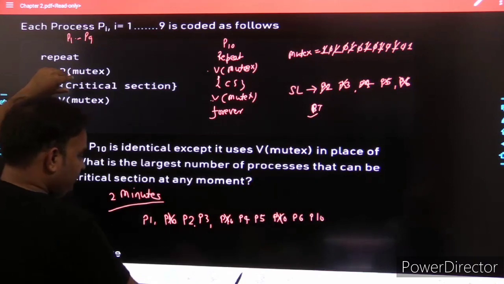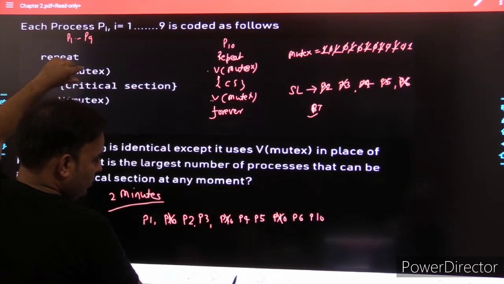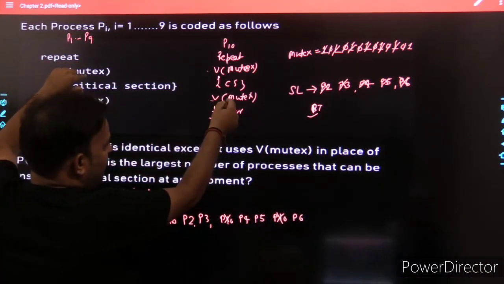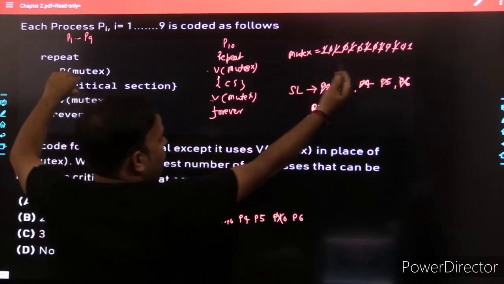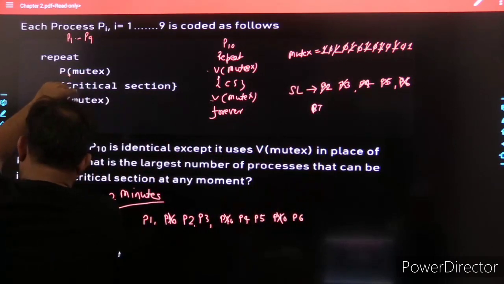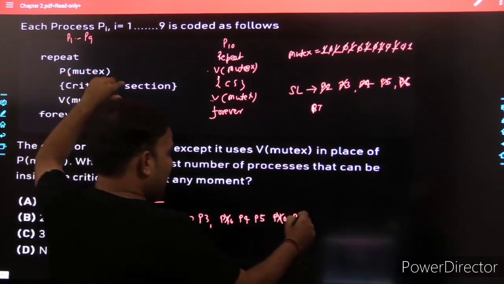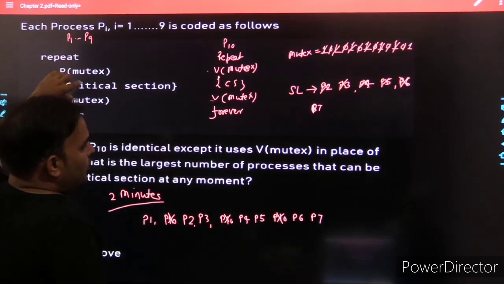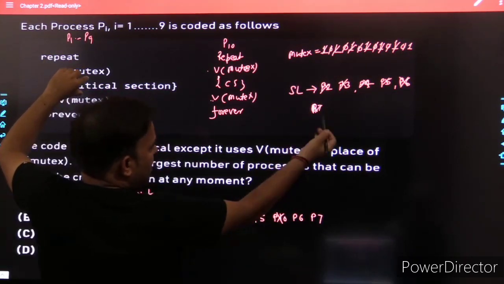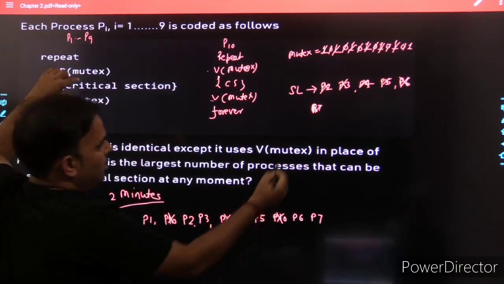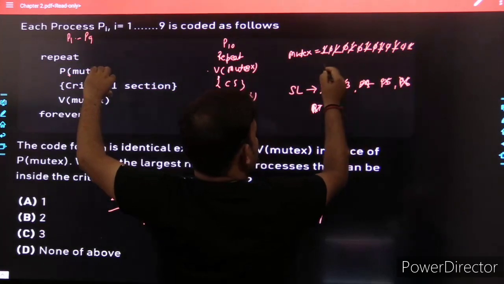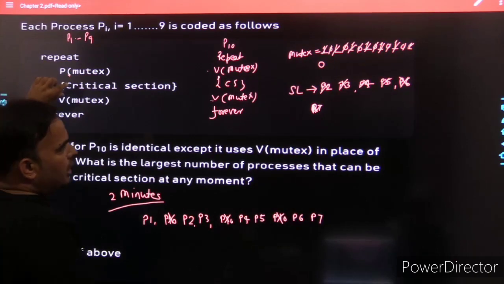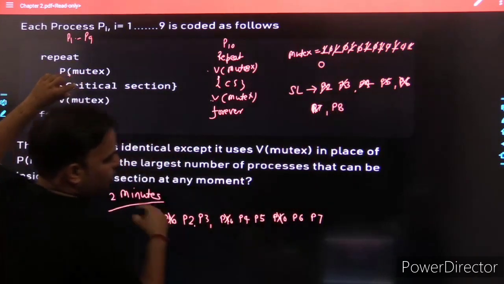So listen to me carefully. When this P10 completes and executes this code, it will make 0 to 1 and wake up this P7 process. So now P7 can enter into the critical section, yes, by making this 1 to 0. Can P8 enter into the critical section? No, my dear friends, it will go into the suspended list.